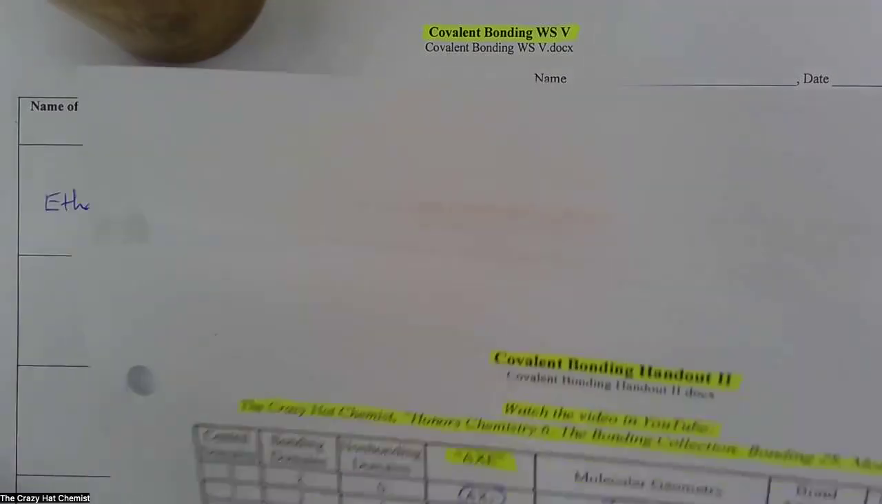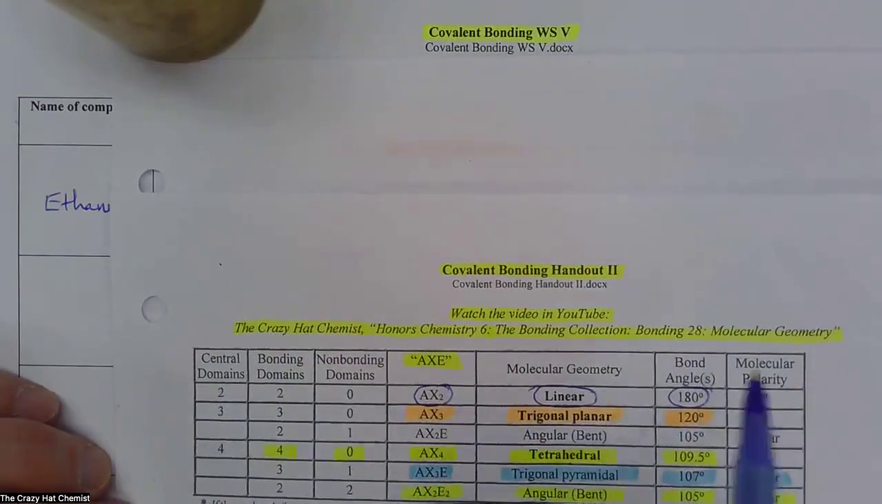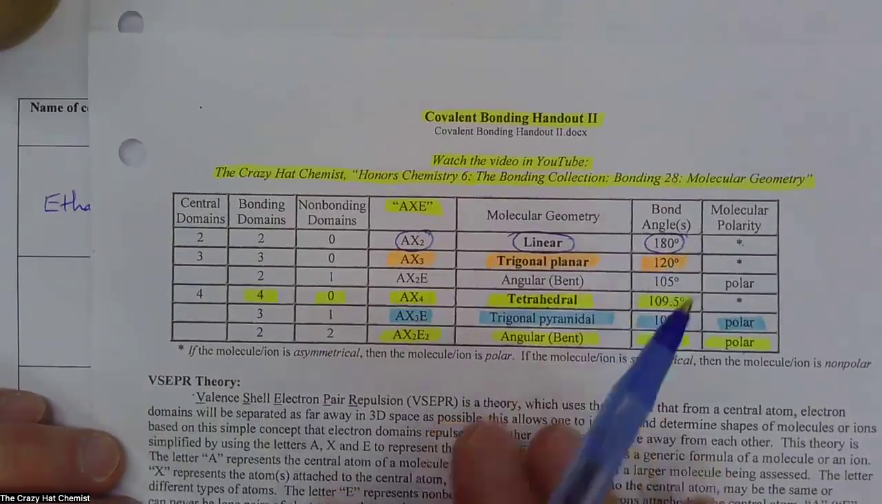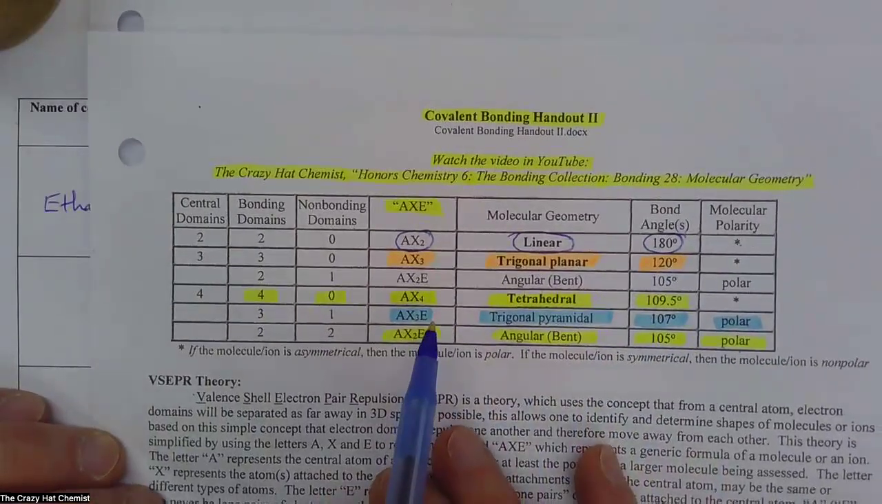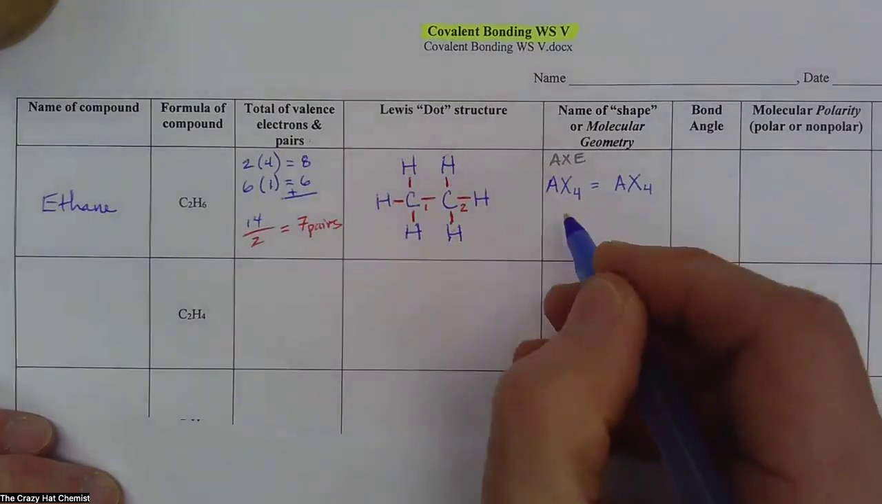We're going to look up AX4 on our chart here, and you should be having this chart. If you need this chart, by the way, then you're more than welcome to shoot me an email, and I will send it to you as a PDF. So this is AX4, that's tetrahedral. So I'm going to write tetrahedral.